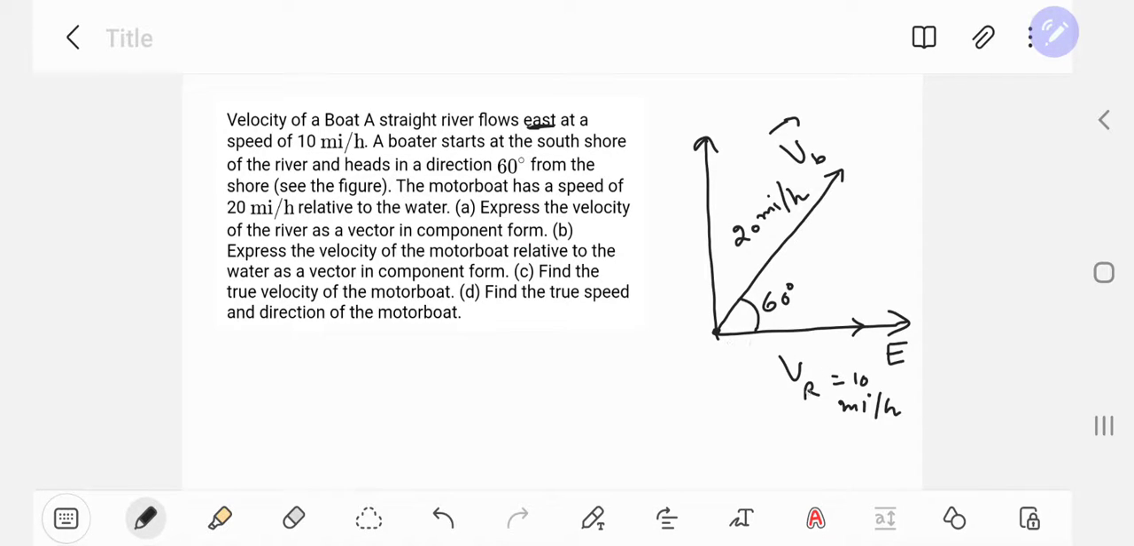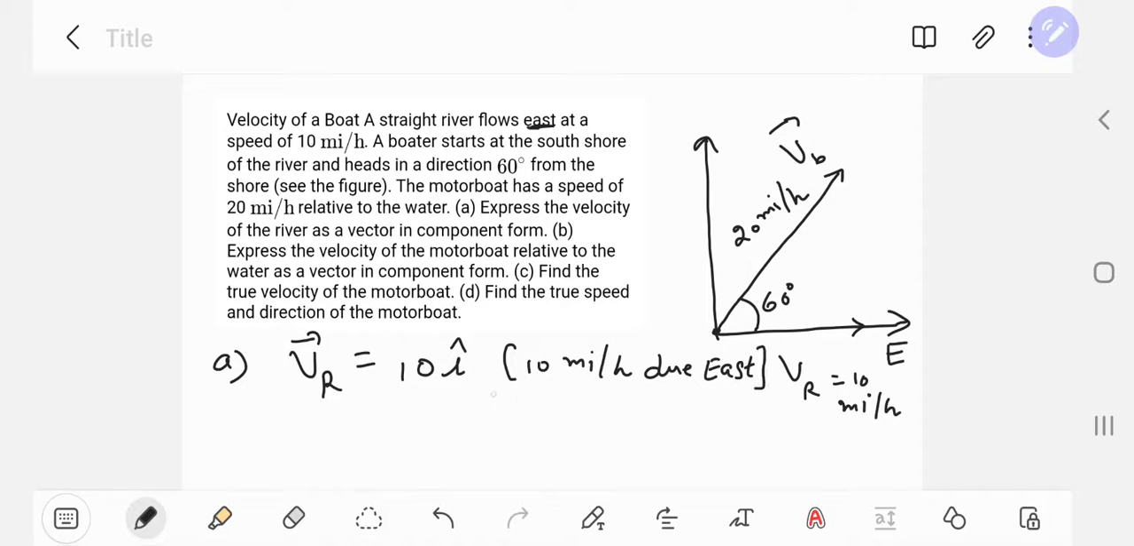Okay, so the first question we have: express the velocity of the river as a vector in component form. From the diagram we found that the river is not moving in an inclined direction, so it has only a straight direction towards east. If you take east as the x-axis, the velocity of the river vector will be 10 in the direction of the x-axis. So I would say 10 i cap, or 10 miles per hour due east, because it doesn't have any other component, right? So that is it for the first part.